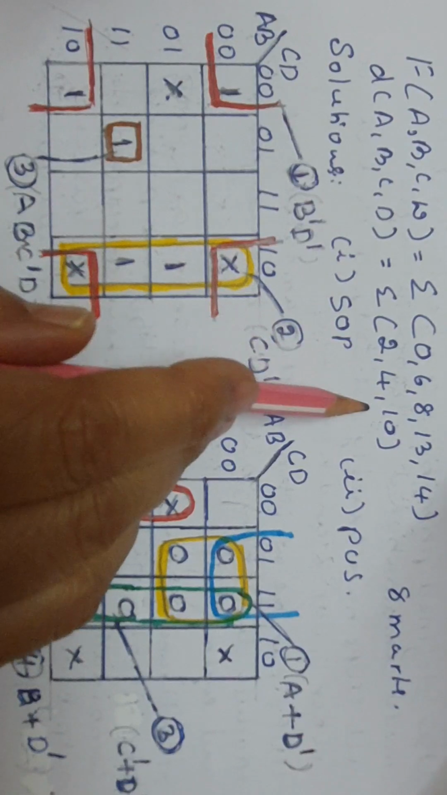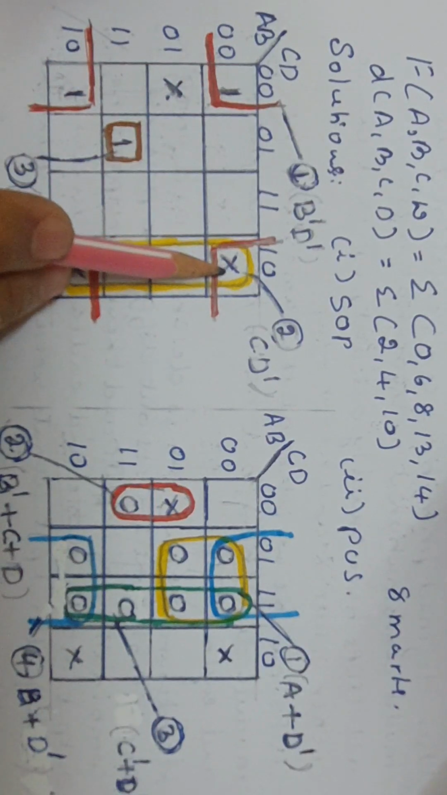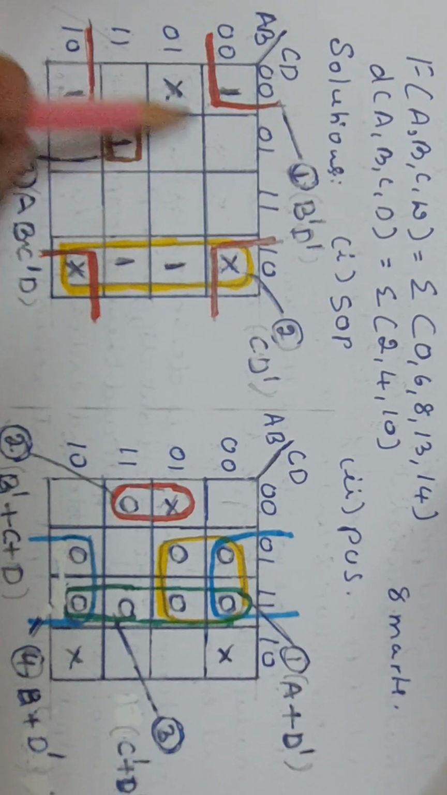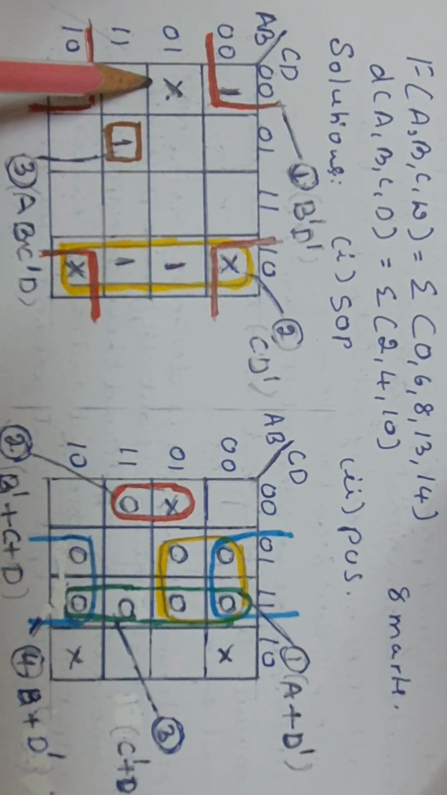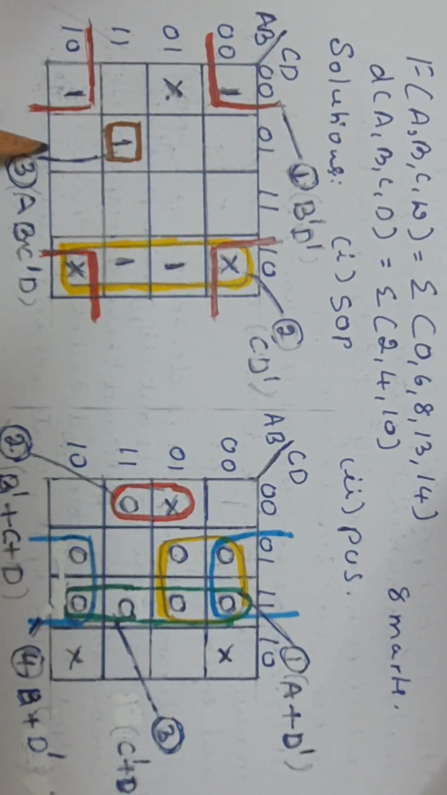Next, don't care conditions we can fill as D or cross. So 2, 4, 10. 0, 1, 2. So 2 place here is a don't care condition. 3, 4. So that is 4, a don't care condition. 5, 6, 7, 8, 9, 10. So 10 place is a don't care condition. So this is how minterms and don't care conditions are filled.